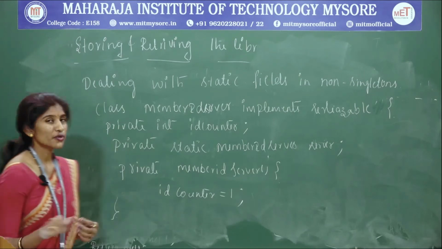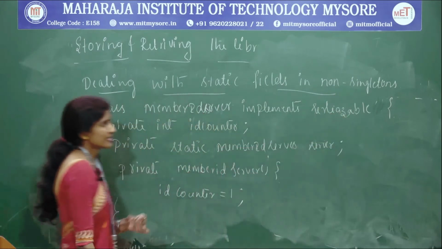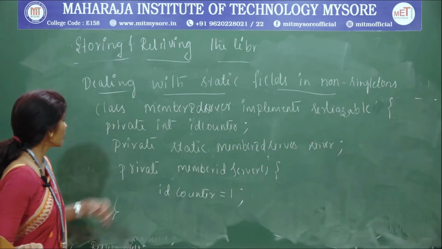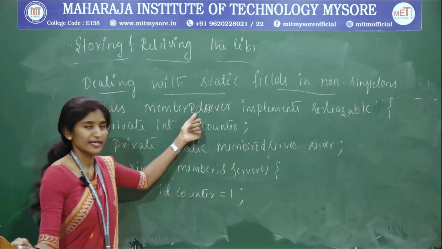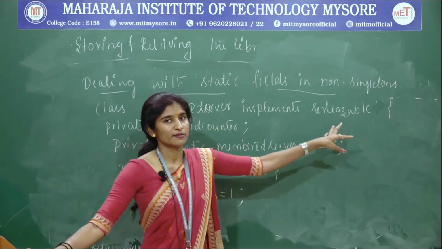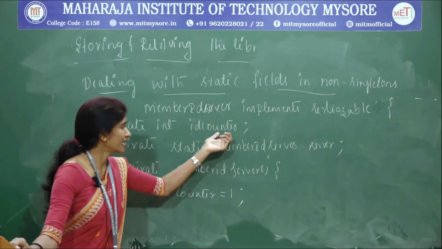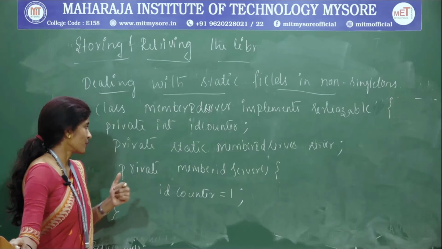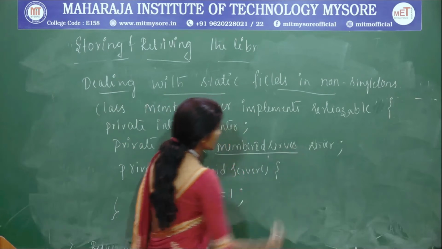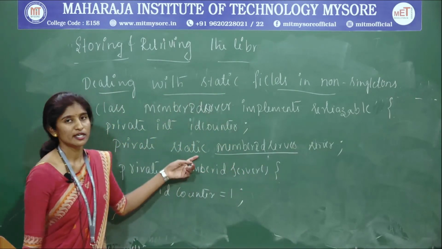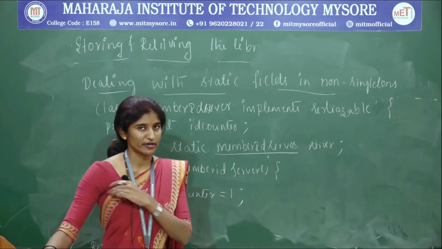So here, in dealing with static fields in a non-singleton, what happens? You have a class, MemberIDServer, which is going to implement the serializable concept. Then you have a variable, idCounter, which is of type int, and it is static. That is going to be maintained by the server.